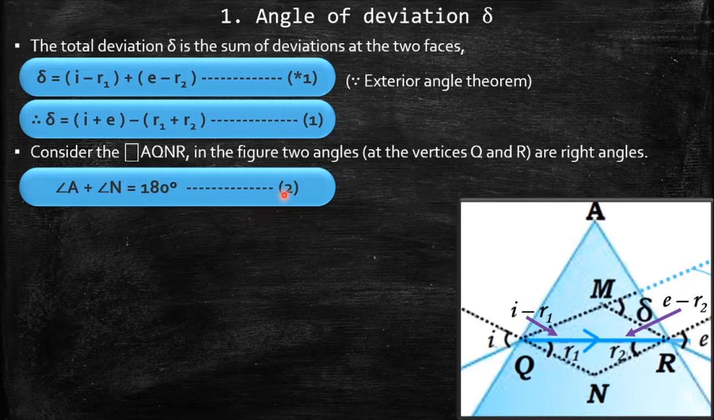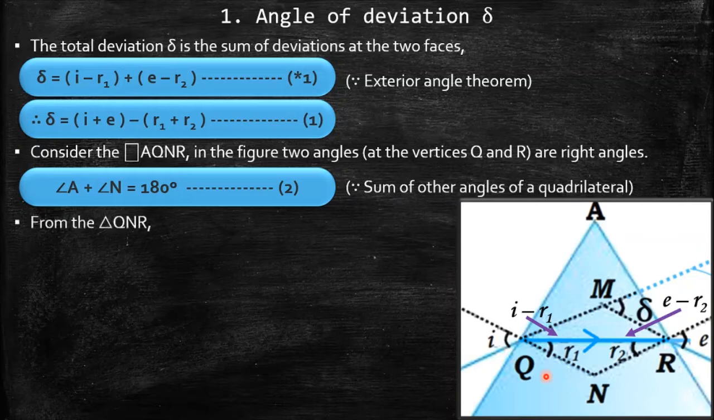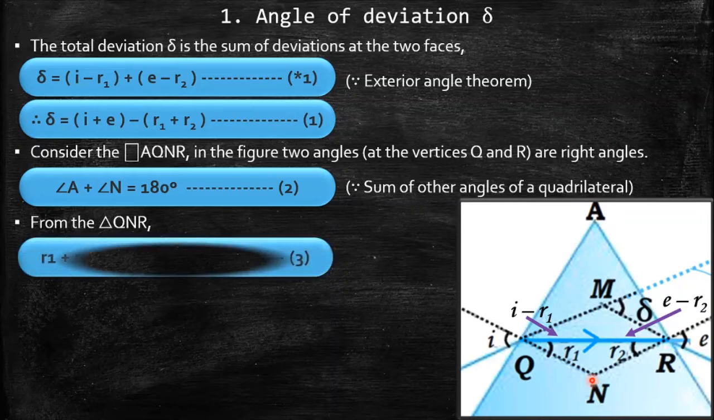I am marking this as equation 2, and with this fact I am moving on to only the ice cream, that is the triangle QNR. Now what do you see from the triangle QNR? Well, again, don't you think that the sum of all the angles of a triangle is 180 degrees? Yes. Also, what do you get over here then? Well, obviously, you get that R1 plus R2 plus angle N should be equal to 180, correct? That gives me my equation number 3.